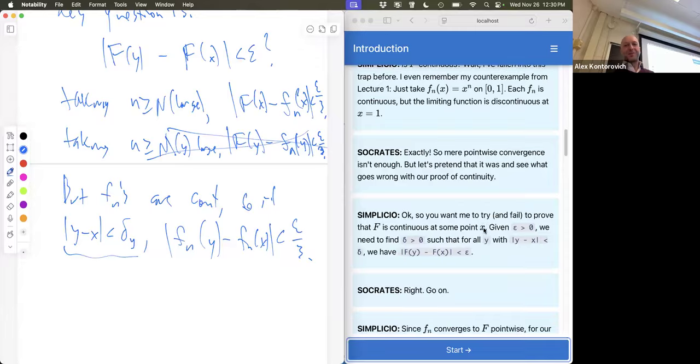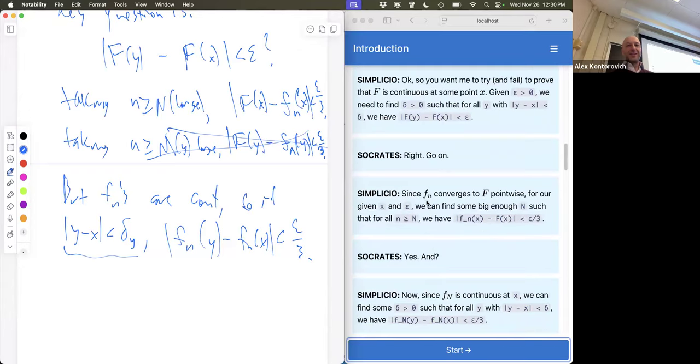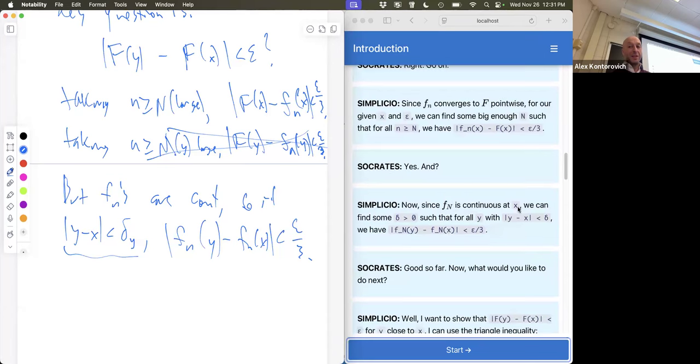So let's try. So Simplicio says, let's try. You give me an epsilon. I need to find a delta so that for all y within delta of x, I get this difference. So Fn converges to F pointwise. For our given x and epsilon, there's some big enough n so that as long as little n is greater than capital N, Fn of x minus f of x is less than epsilon over 3. No problem. And now this Fn is continuous at x. So we can find some delta, depending on n, so that for all y within delta of x, Fn of y minus Fn of x is less than epsilon over 3. No problem.